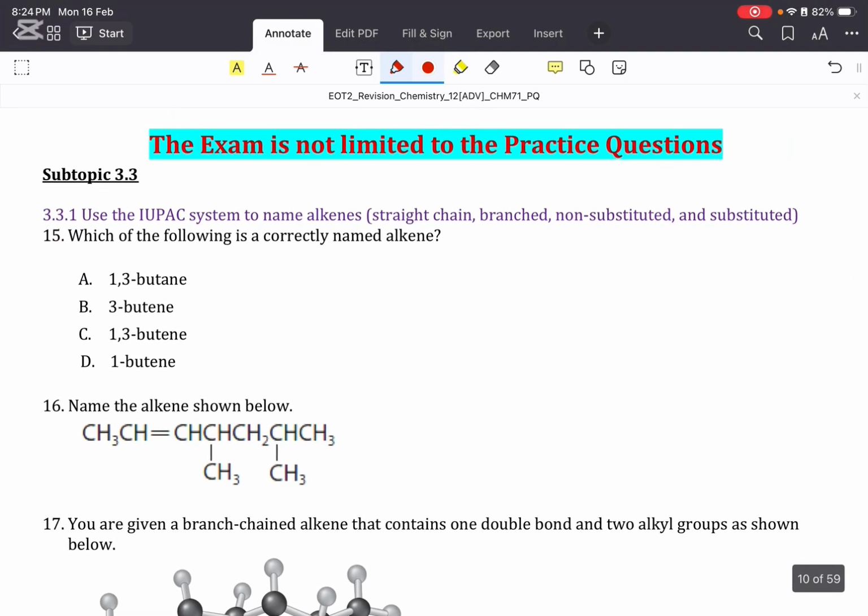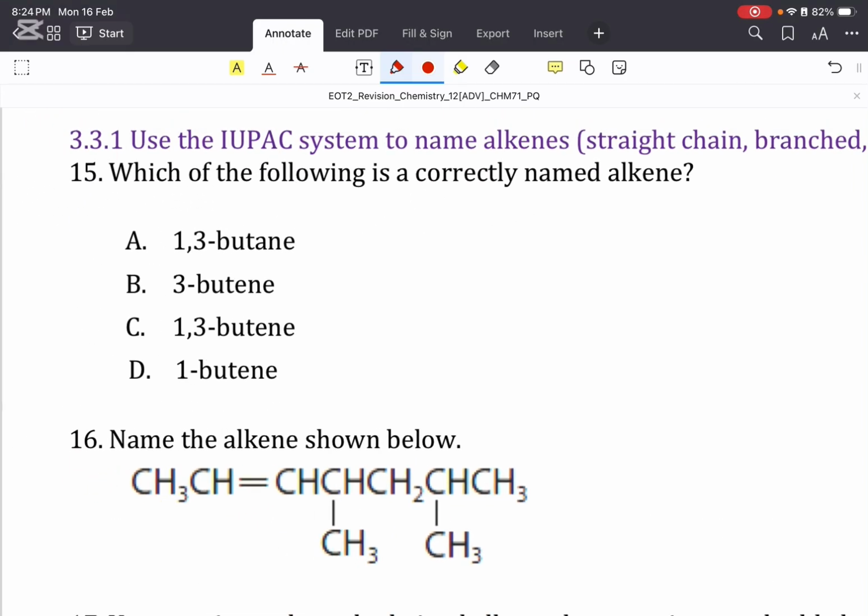Moving on to subtopic 3.3. In this subtopic, you need to know how to name an alkene and how to draw an alkene. You also need to name an alkyne and draw the structure of alkyne. So let's begin. The first question says, which of the following is an alkene?